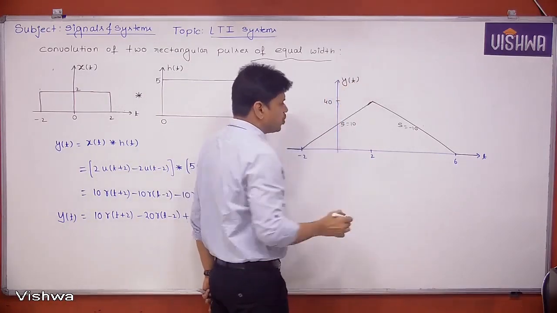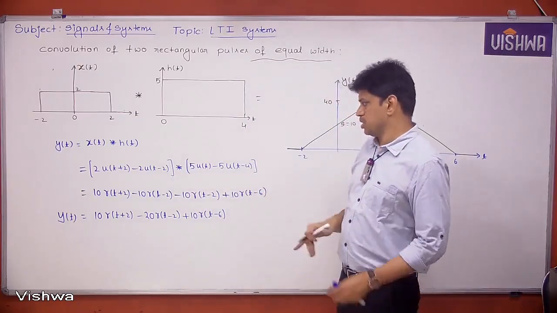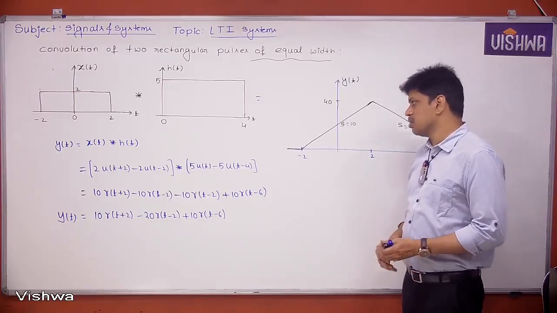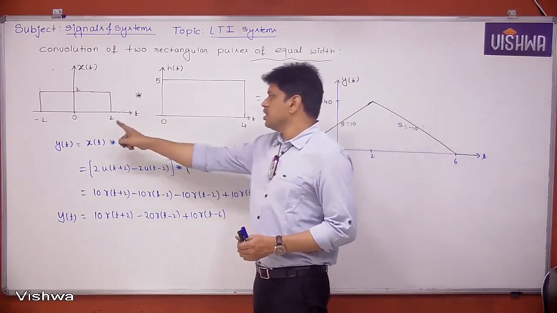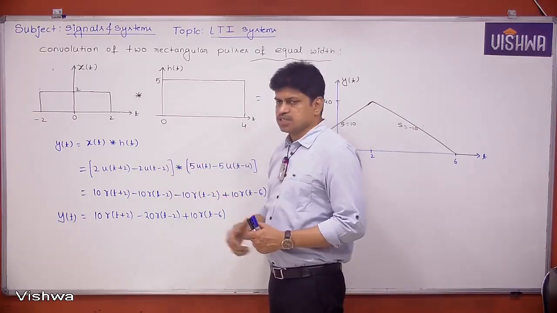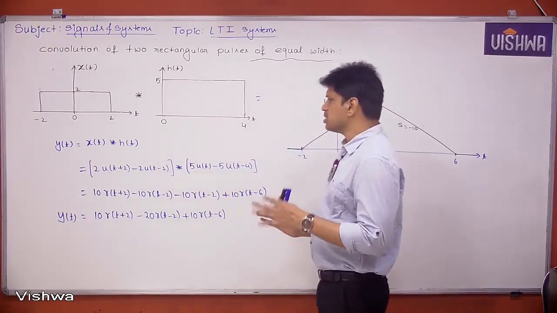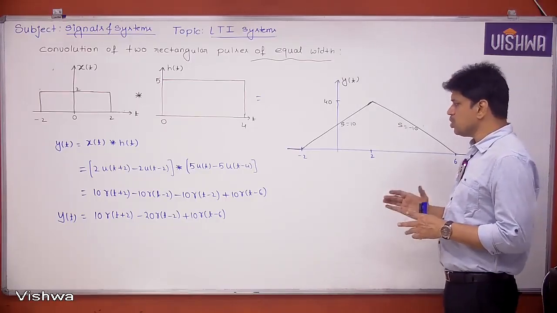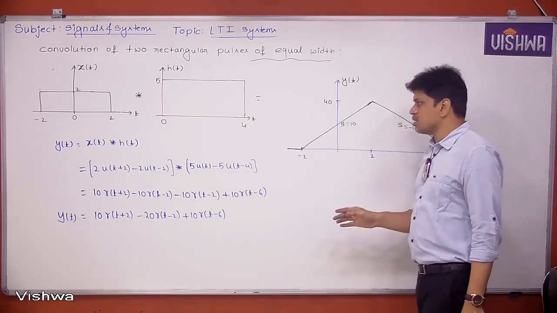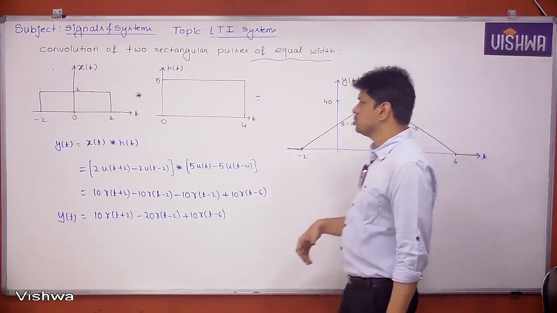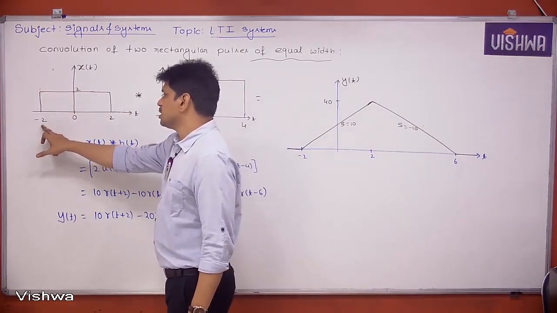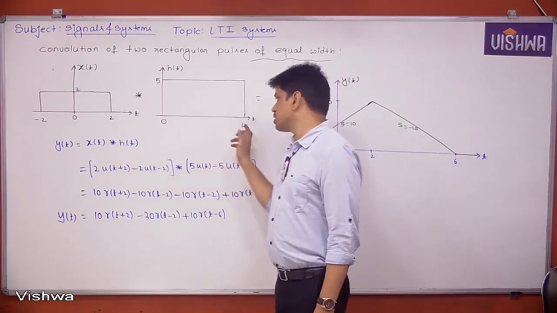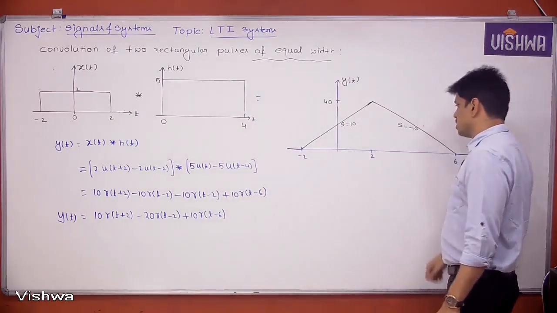To say this, we don't have to do this much hard work. Simple way also we can say. What is that simple way? Try to understand. Remember, whenever 2 rectangular pulses of equal width get convolved, the result is always a triangle. Once you know it is a triangle, you can understand what is the lower limit, what is the upper limit. How? Sum of lower limits, which is nothing but -2 plus 0, -2. Sum of upper limits, 2 plus 4, which is nothing but 6.